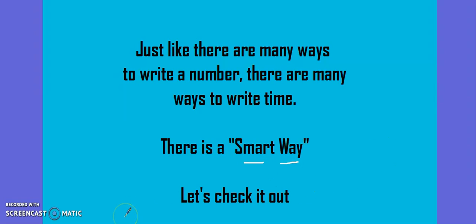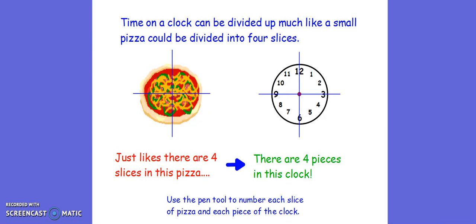We'll check out a few different ways specifically on how we use the smart way when we're talking about quarter of hours and quarter after hours. If you break up the clock and you think of it like a pizza, you can think of it as four different quarters. Like a personal pan pizza can be separated into four equal slices, a fraction, 1/4, 1/4, 1/4, and 1/4. And the clock can be made up of those four equal slices as well, because just like there are four slices on this small pizza, there are four pieces in the clock.